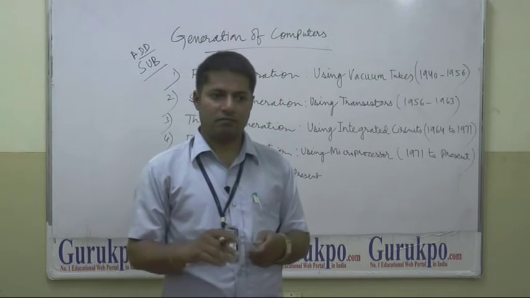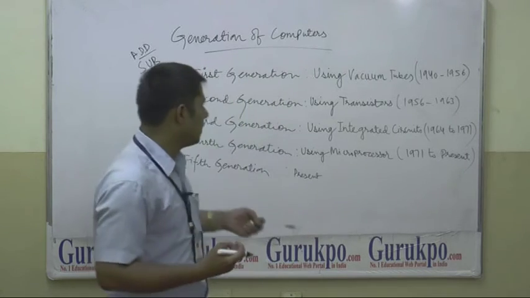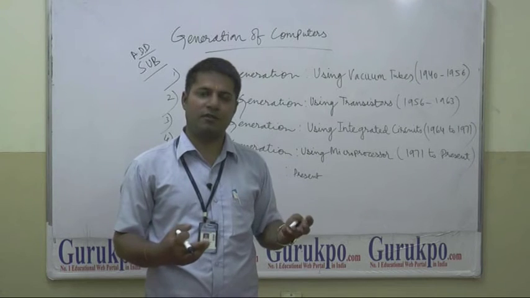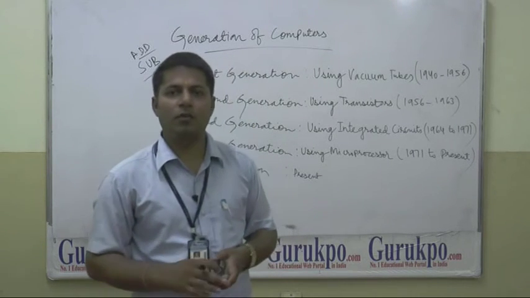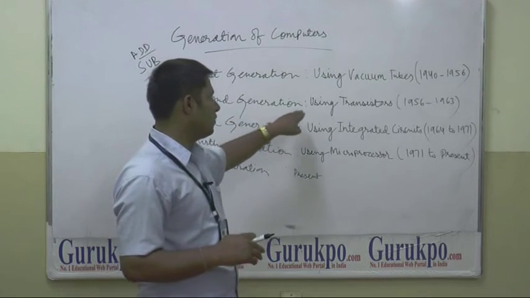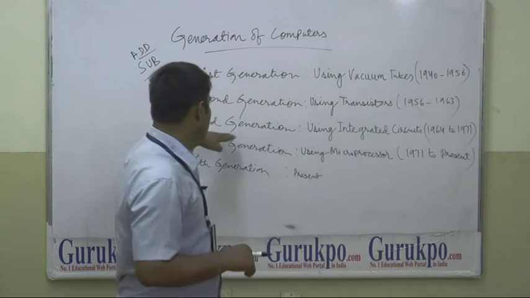Hence the programming became a bit easier, because in first generation of computers, the combinations of zeros and ones were very difficult to be remembered, right? So this generation of computers used assembly language, right?